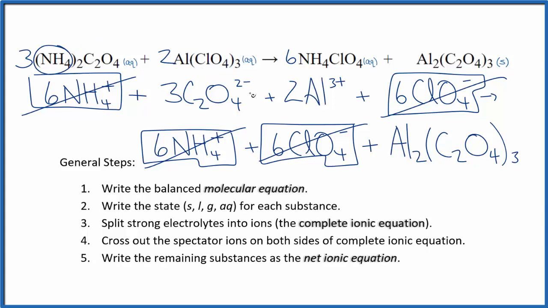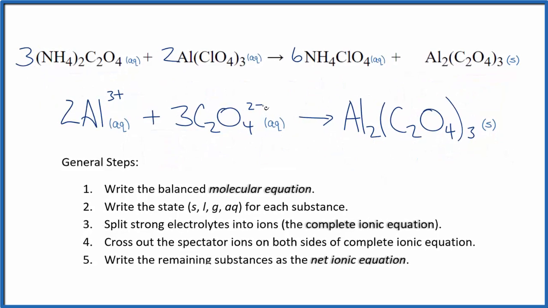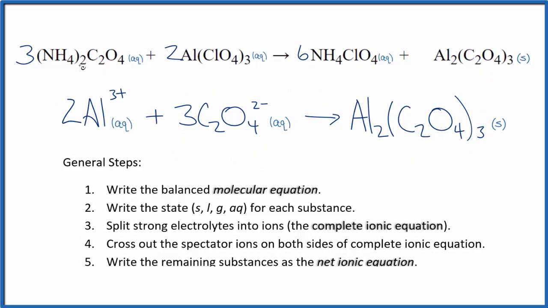I'll clean this up, write the states. We'll have our net ionic equation. So this is the balanced net ionic equation for this NH4 C2O4 plus AlClO4, ammonium oxalate and aluminum perchlorate.